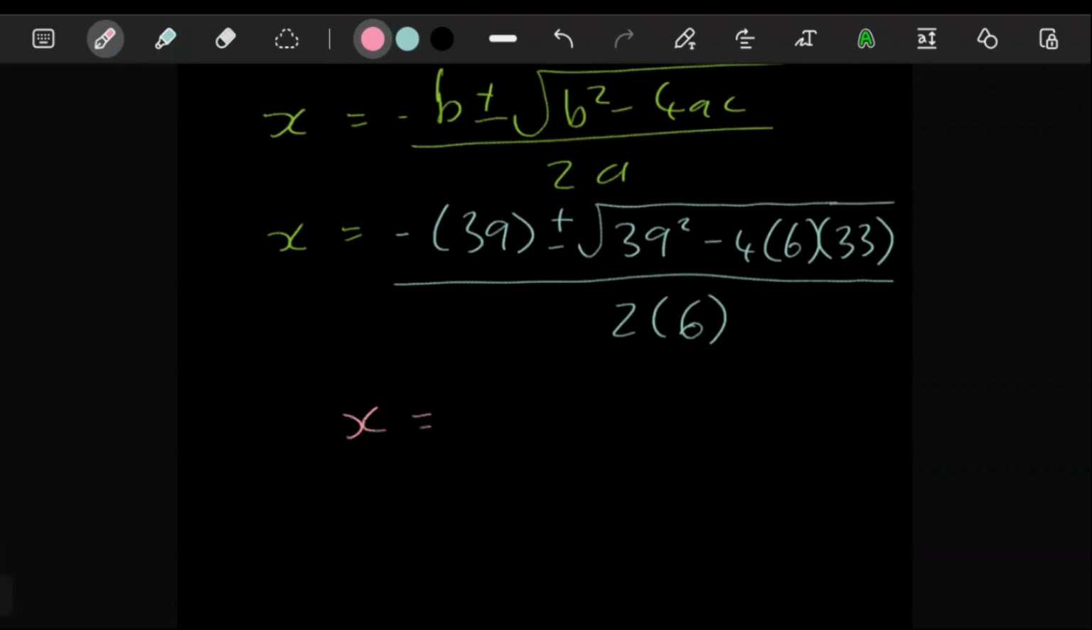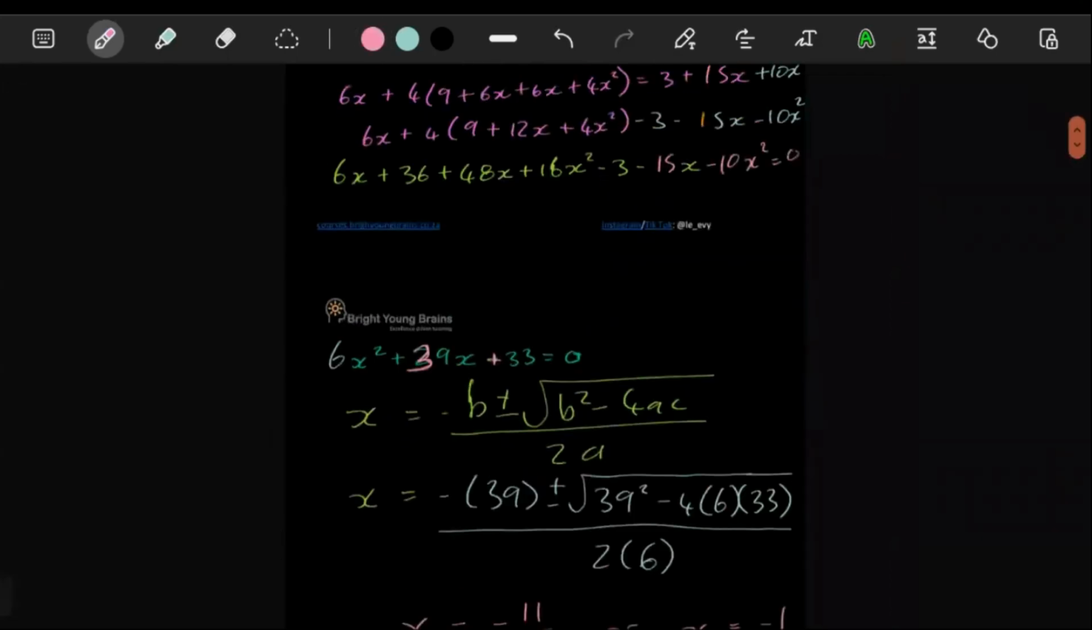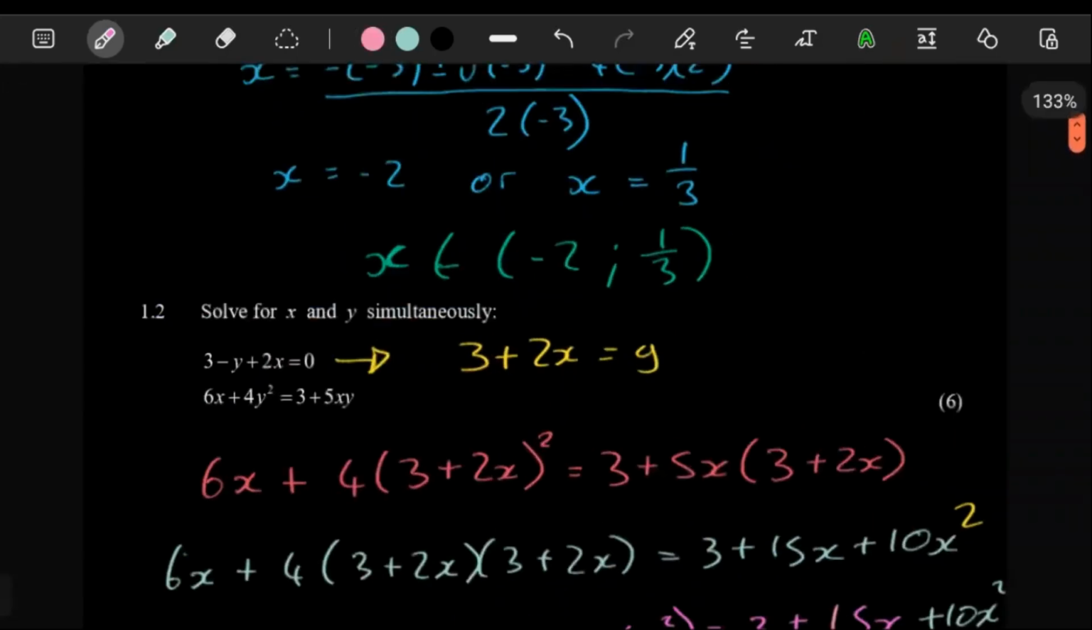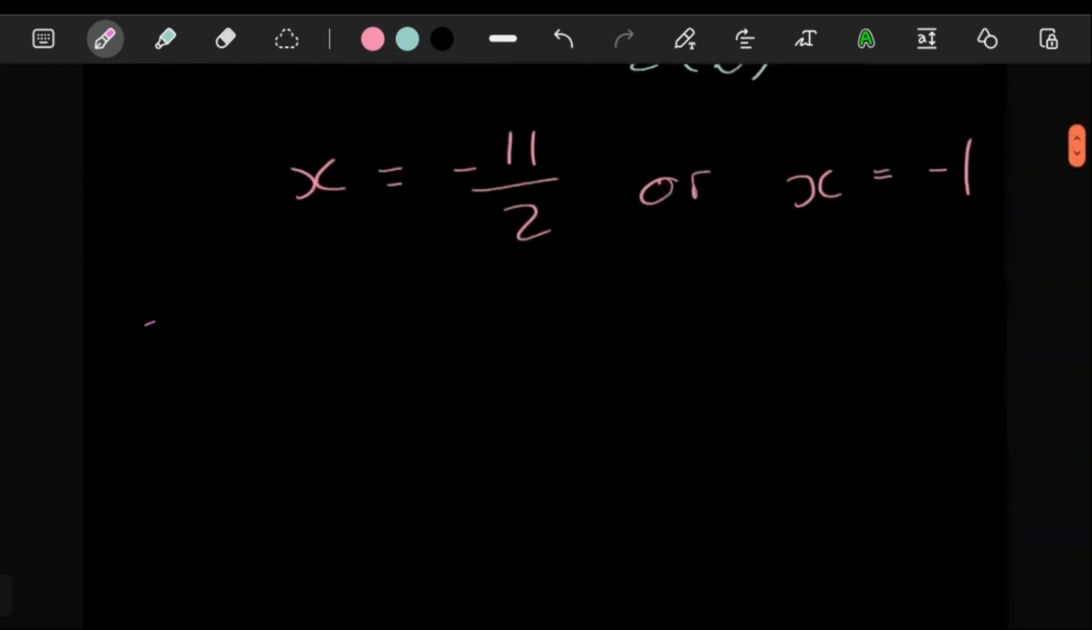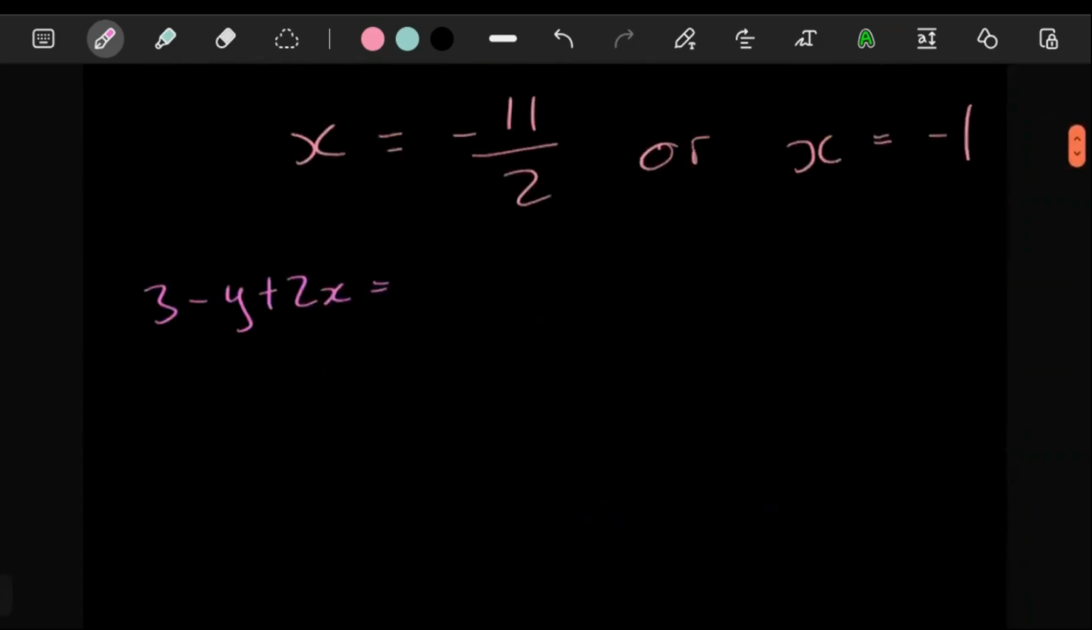So let's see what the values of x are in our calculator. In the calculator, getting negative 11 over 2. The other one, getting negative 1. So obviously the moment you have your x values, it's easy to get the y values because you can just use the equation that you were given right at the beginning. So here, 3 minus y plus 2x, this is equal to 0.